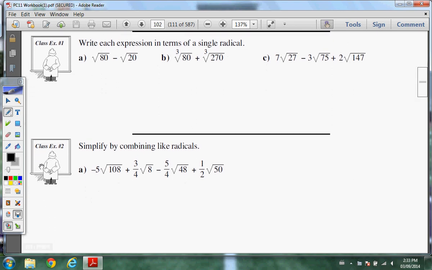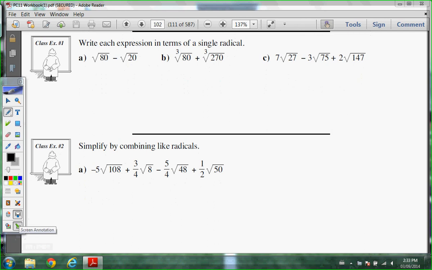But so example 1. Write each expression in terms of a single radical. So what we have to do is we can't go 80 minus 20. That's been established. So the first thing I want to do is try to get them to have the same radicand. So we're going to simplify and see what happens. So 80 breaks down to 16 times 5. I choose 16 because 16 is a perfect square. Okay, the 16 comes out as a 4 root 5.